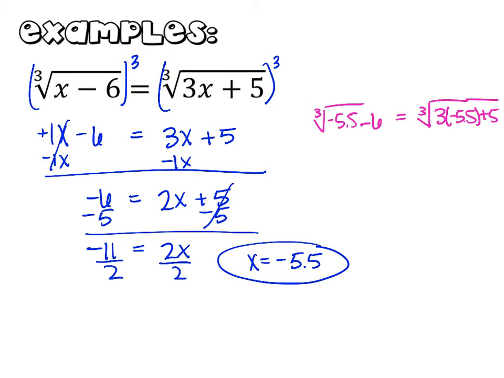Well, that's negative 11.5. And the cubed root of, well, 3 times negative 5.5 is negative 16.5 plus 5 gives me negative 11.5. So those are the same, and they exist because it's an odd root. So the odd root of a negative is okay, it exists. So this is good. My answer is x equals negative 5.5. So one more together.